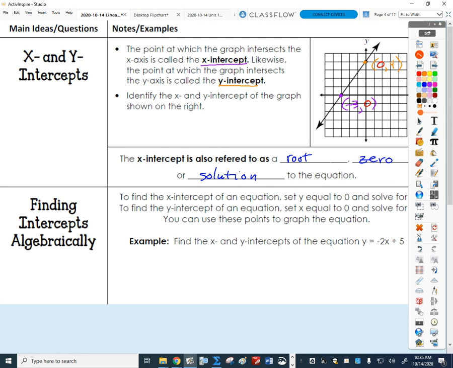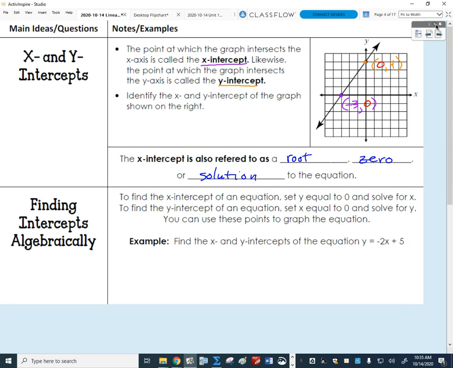We know that an x-intercept has to occur where the y-coordinate is 0 or it wouldn't be on the x-axis. And conversely, a y-intercept has to occur where x is 0 or it wouldn't be on the y-axis, right? So we can use that as a strategy. If we want to find the x-intercept, all we have to do is set y equal to 0 and solve for x, right? If I want to find the y-intercept, we know that's where x equals 0, so we set x equal to 0 and solve for y, okay? And then we can use those points frequently to graph an equation, right?